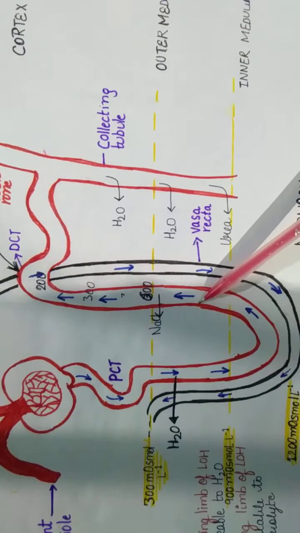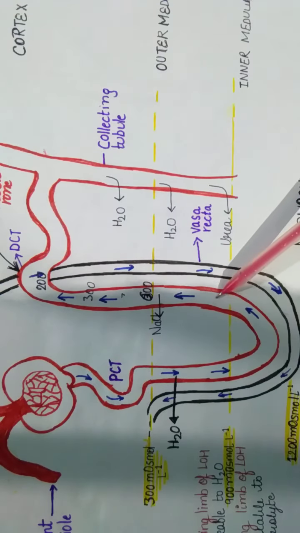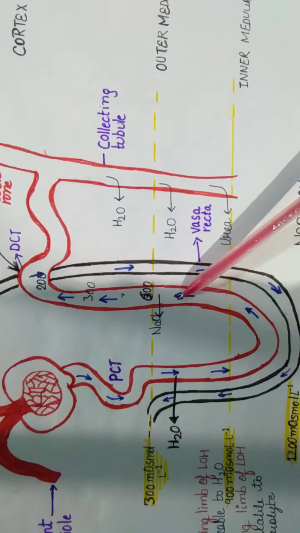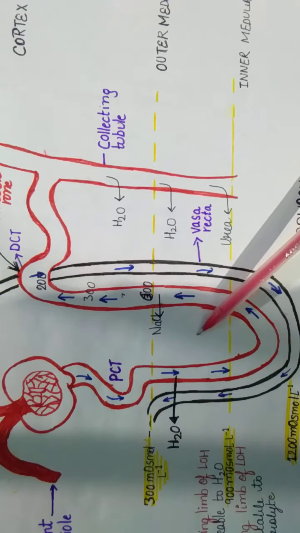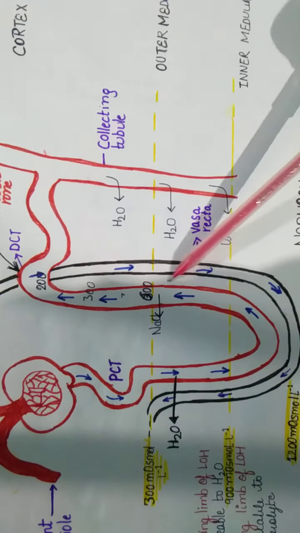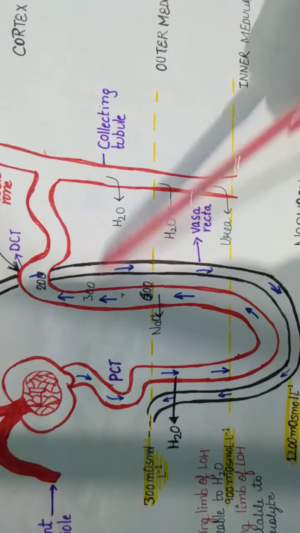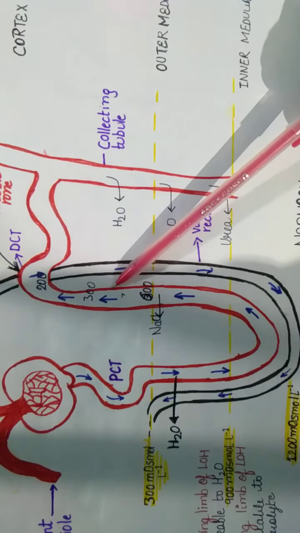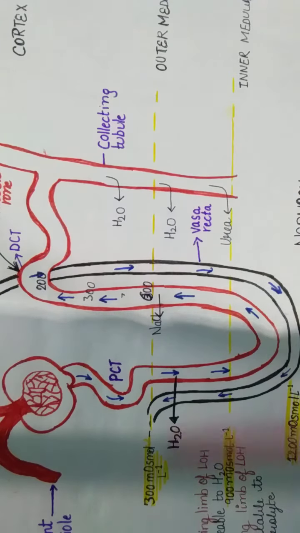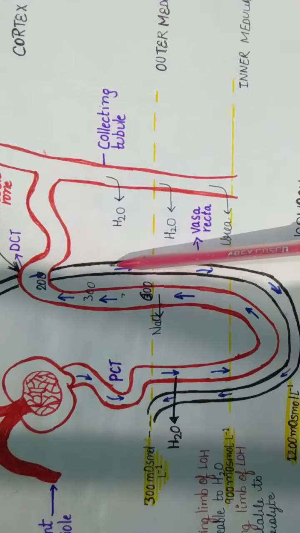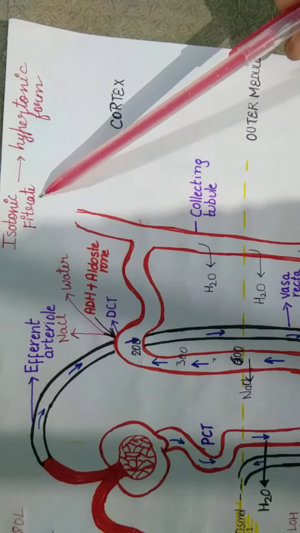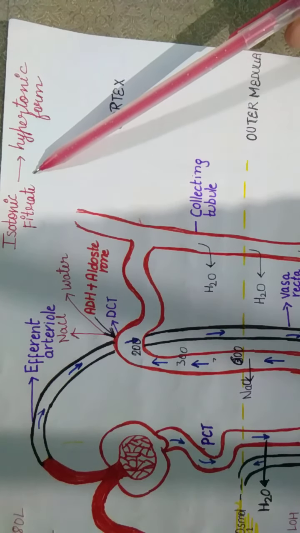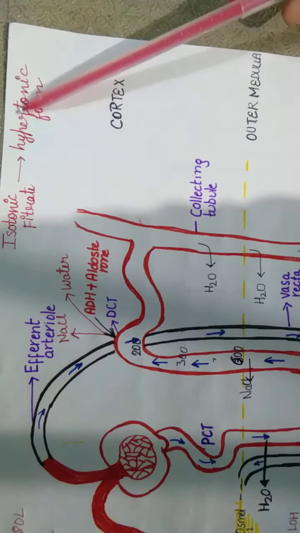So the concentration will decrease. Why decrease? Because now electrolytes are removed, so the amount of water will be increased. So by the end of the ascending limb, the concentration will become 300 milliosmol per liter again, from where we started. So that's why it is also said that in the countercurrent mechanism, isotonic filtrate is converted into hypertonic form.